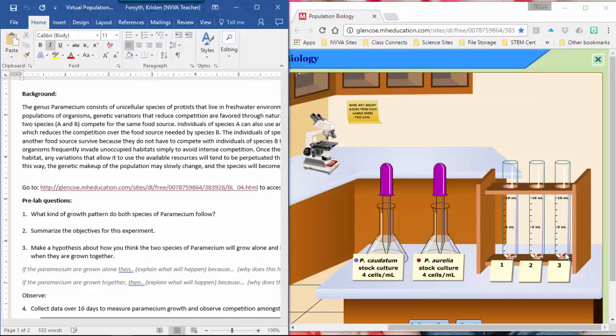Okay. In the bottom, you can see there are little grains. They're little rice grains down here in the bottom, and that's going to be the food source. So each of the tubes has the same food source for keeping our variables controlled. And then we're going to just be changing the type of paramecium.